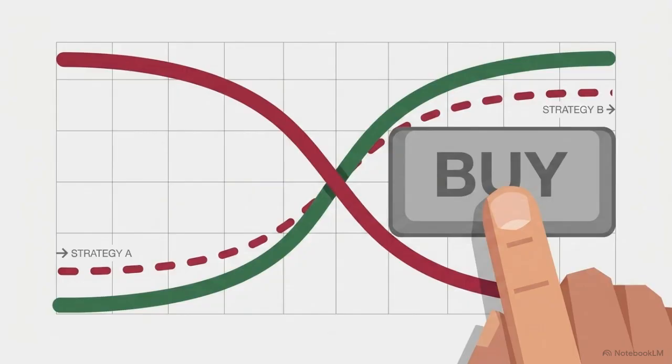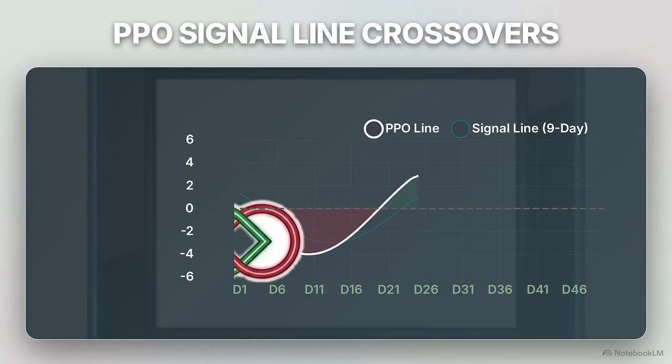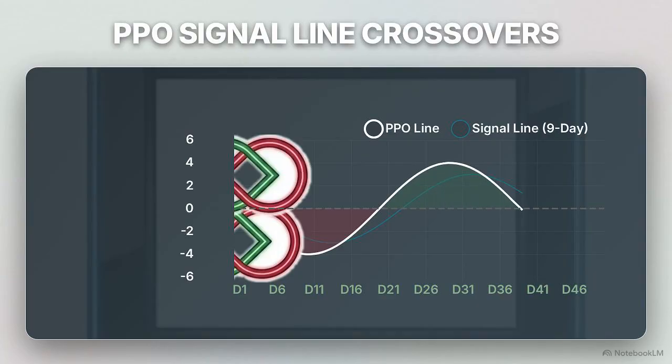Once you have filtered the overall trend, precision timing requires a second layer, the signal line crossover. This close-up highlights the main PPO line intertwining with a thinner 9-day signal line. When the PPO line crosses above the signal line, it triggers a buying opportunity. A cross below warns that a sell-off is imminent.